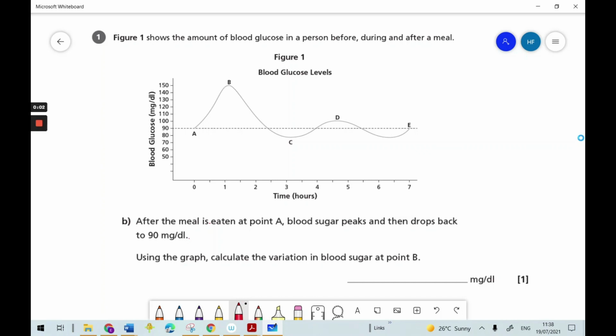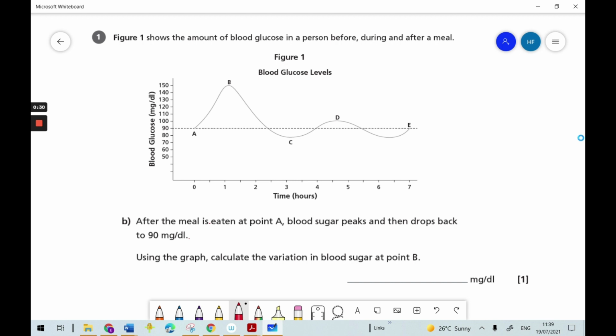Let's have a go at this exam style question on homeostasis. The question says, Figure 1 shows the amount of blood glucose in a person before, during and after a meal. Then we have a graph showing blood glucose levels. Part B says, after the meal is eaten at point A, blood sugar peaks and then drops back to 90 milligrams per decilitre. Using the graph, calculate the variation in blood sugar at point B, and that's worth 1 mark.